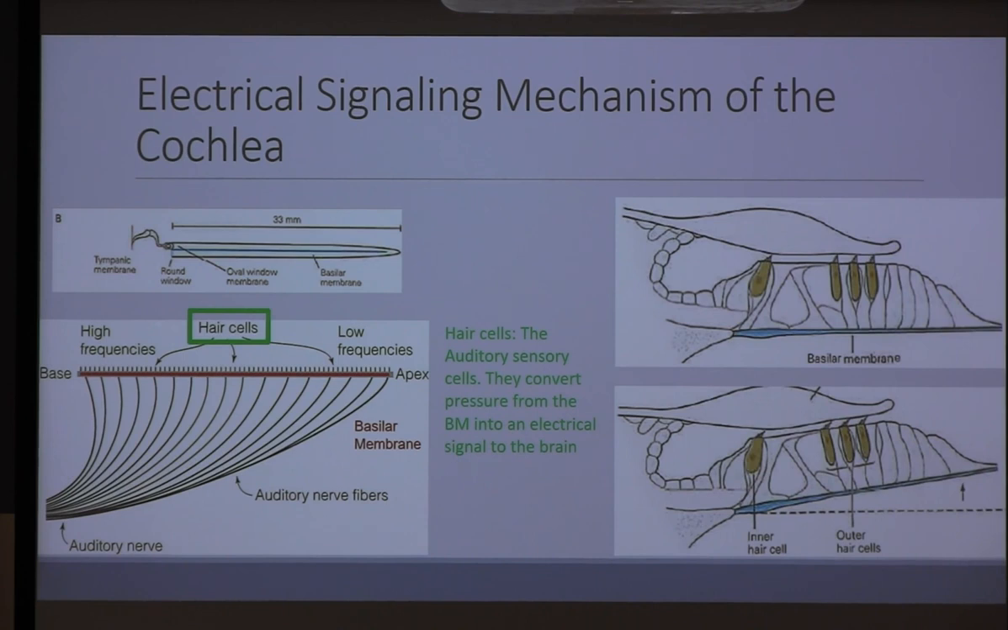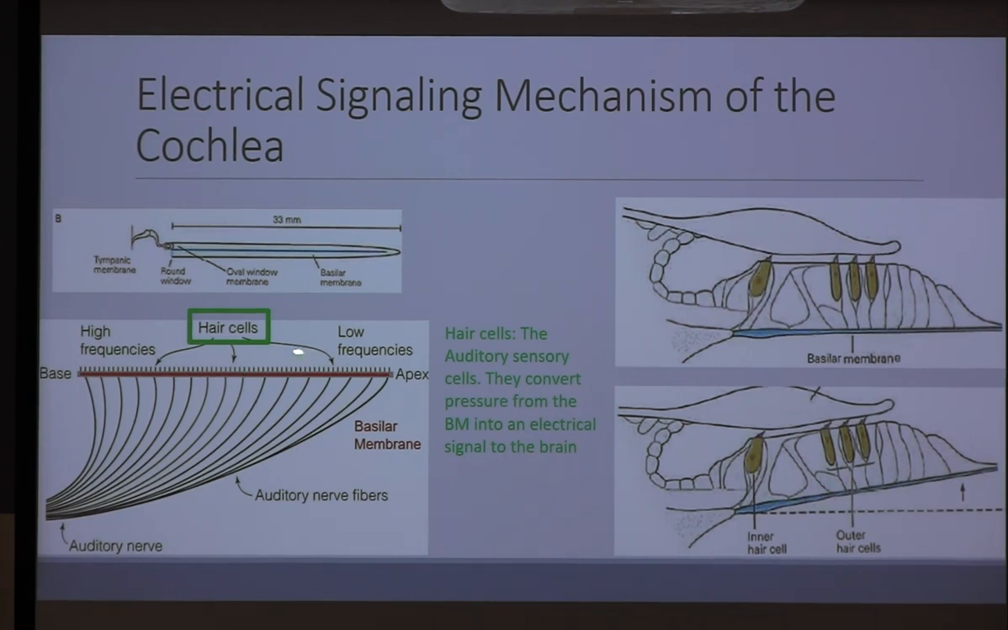You can see here, normally, when the system is at rest, it looks like this. The basilar membrane is below, and the hair cells are in between the basilar membrane and fixed membrane. And then when the basilar membrane has an amplitude in a certain spot, it'll compress these hair cells, and that will trigger electrical signals.